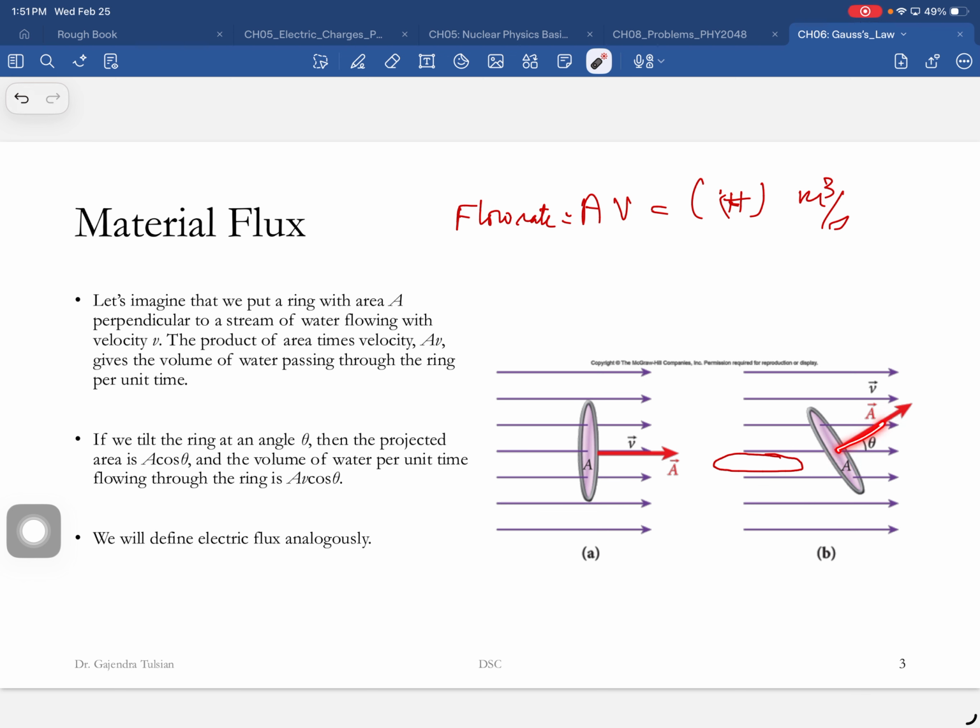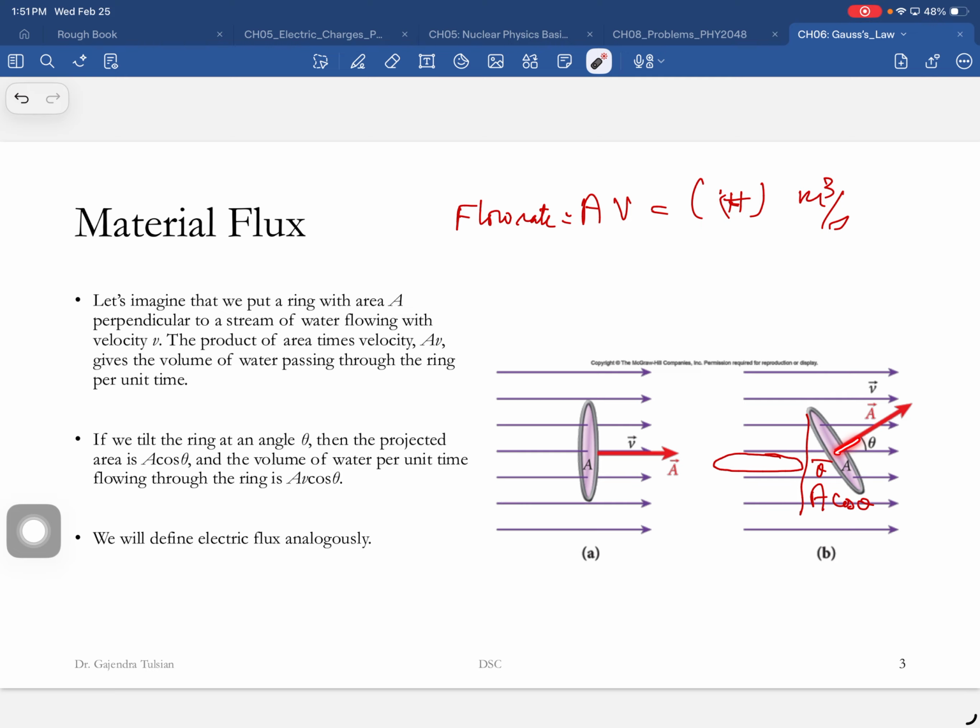Now if you hold the area at an angle theta to the flow, what matters is this component of the area. And that component of the area is A cosine theta. So this angle is theta and this angle will be theta. So this component of the area is A cosine theta. So now the flow through this area is AV cosine theta.